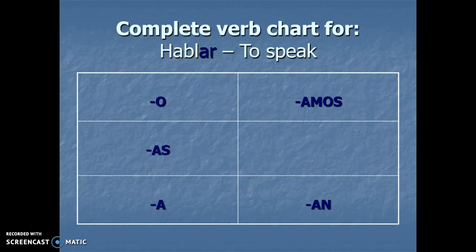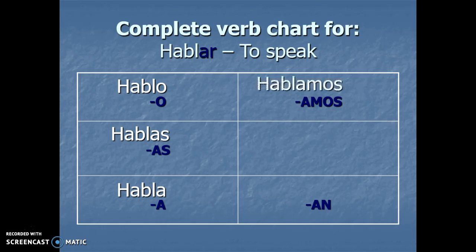Okay? Now let's do something a little bit different. I want you to complete the verb chart for the verb hablar. So basically, I just want you to conjugate the verb hablar. So it would be hablo for I speak, hablas for you speak, habla for he or she speaks, hablamos for we speak, and hablan for they speak. Again, for each of the conjugations, notice we took off the AR and we replaced it with the O, as, a, amos, and an.